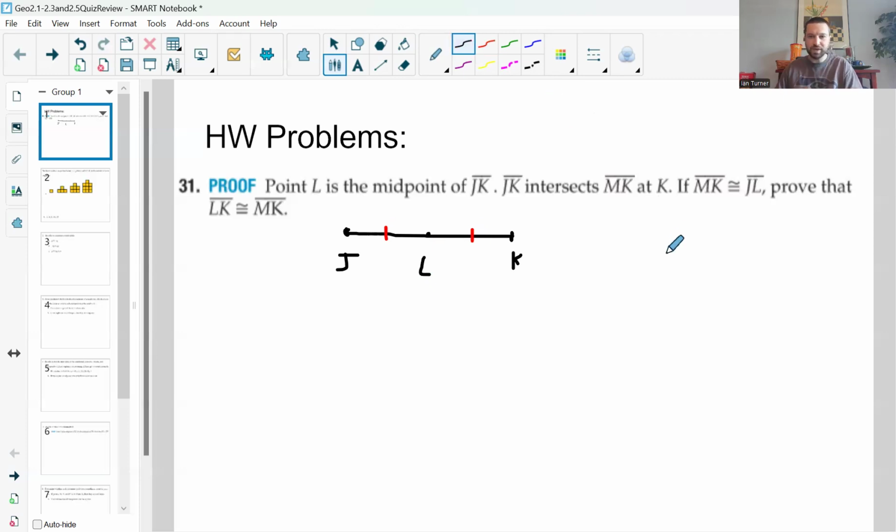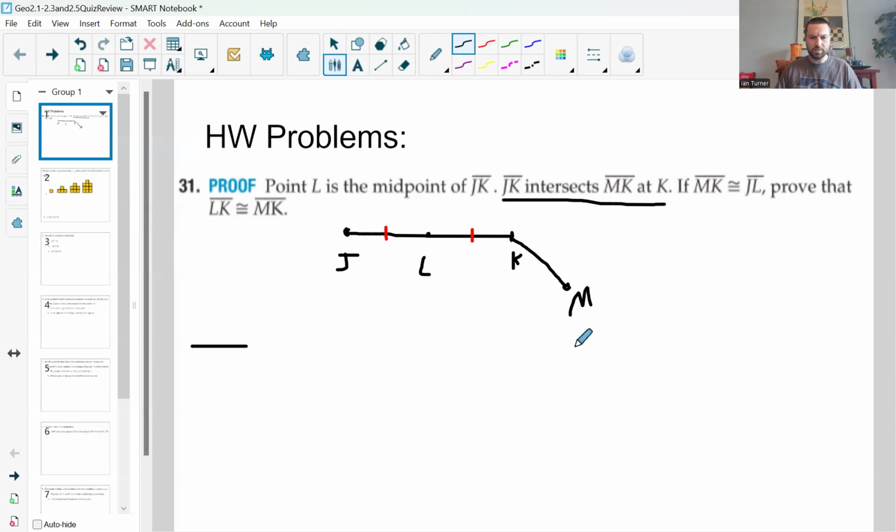And then this next part, you can draw in multiple different ways. They're all going to look the same. But we know JK intersects MK. So there's another segment here. And this is M. So there's your picture.